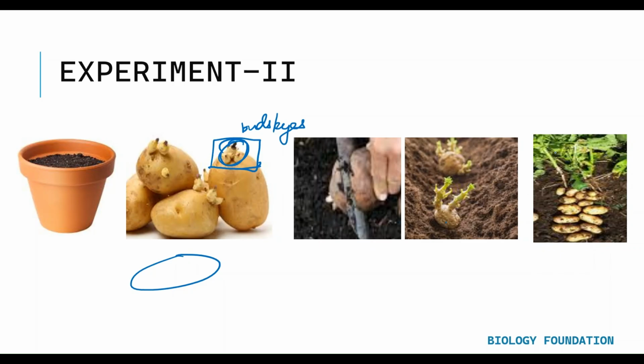You can see plants developing, and maybe it can take a year or two for the potatoes to completely develop to a good size. But you can see that the plant starts developing from the eye portion that you have sown in the soil. Okay, so this experiment can be done at home.